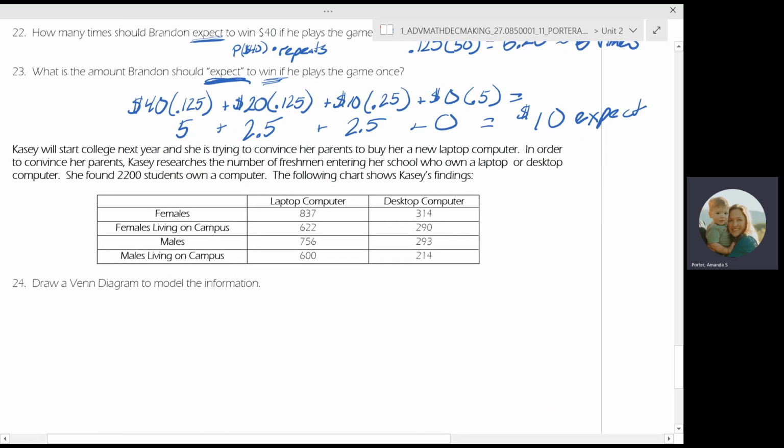All right, we are almost done, guys. We have just a couple more problems. Casey's going to start college. We have to do a Venn diagram to model this information. Now, this information actually has 3 categories. There are males or females is one category, so gender. We have living on campus or not as a category. And then we have the type of computer as a category.